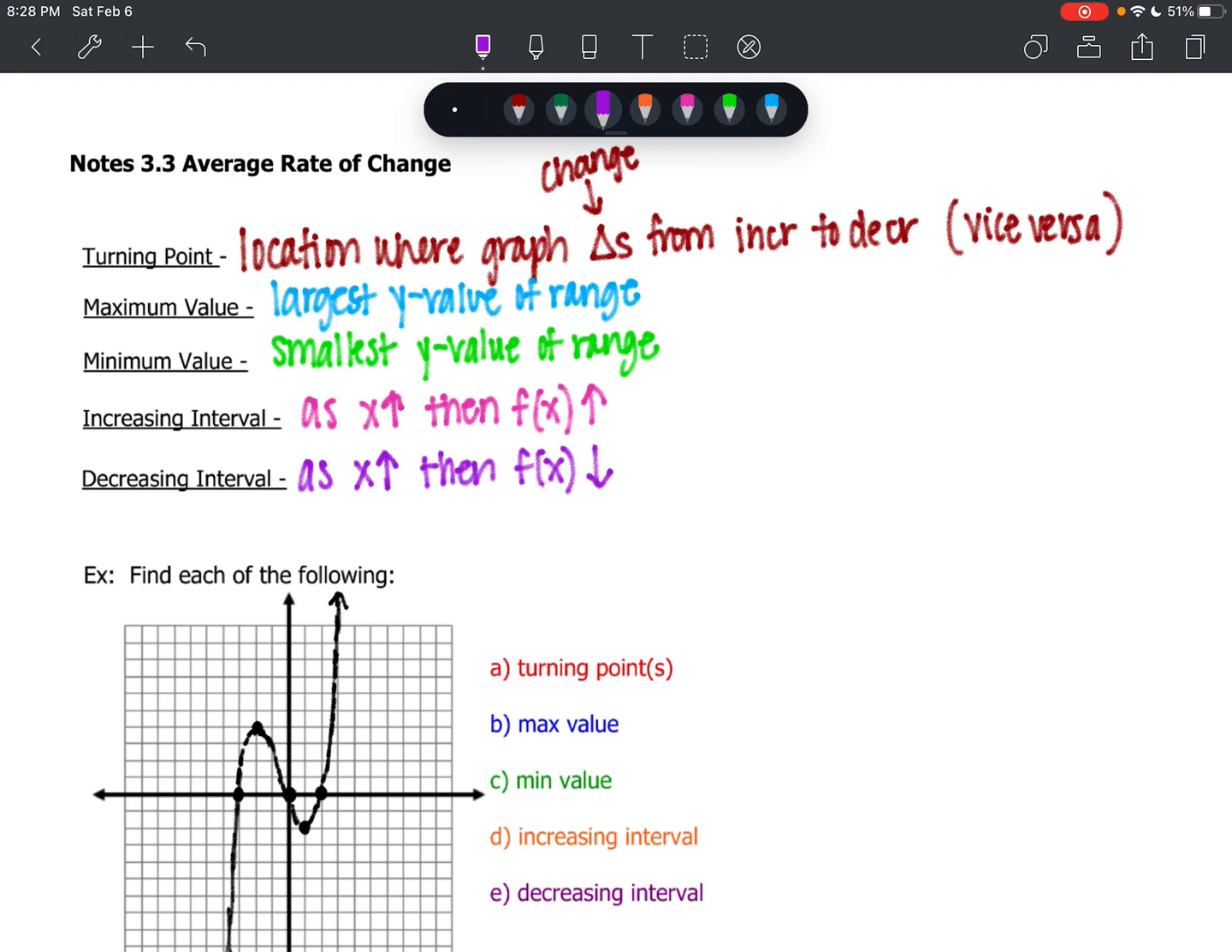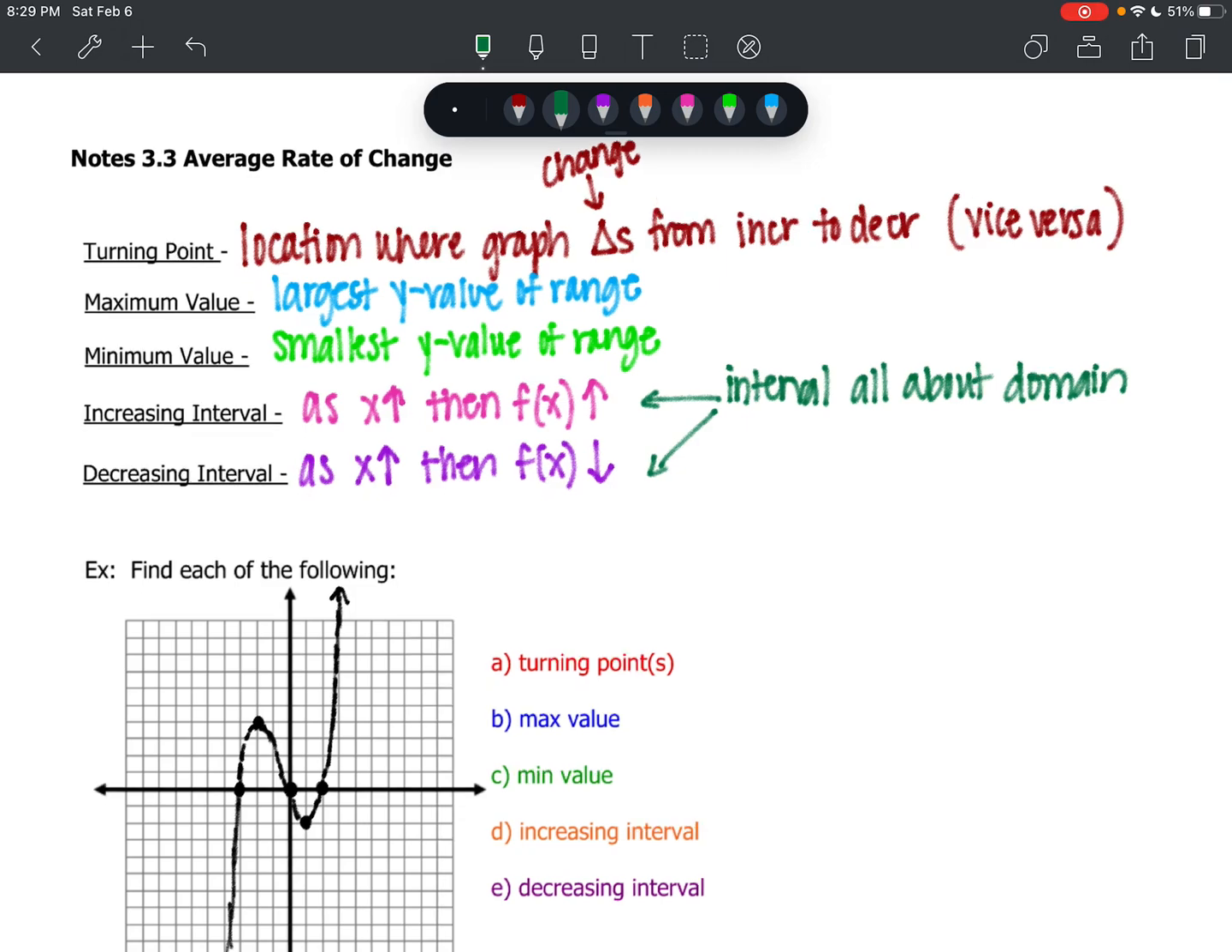Now the increasing and decreasing intervals, these intervals are all about the domain. So it's all about the interval of the domain. Okay, the interval of the domain.